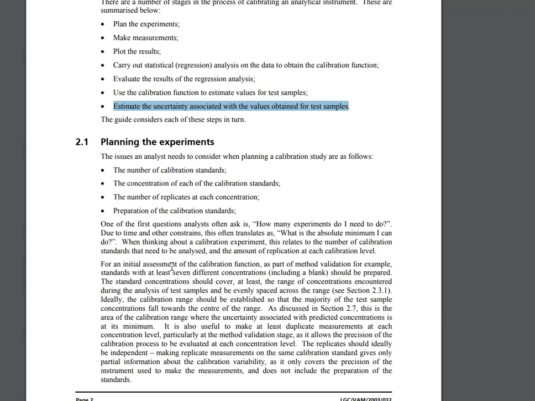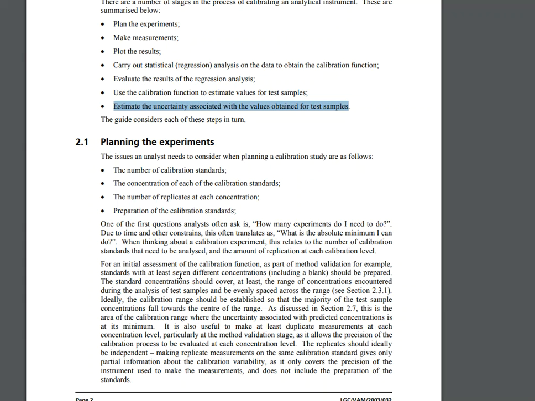So it says for an initial assessment of the calibration function as part of method validation, for example, standards with at least 7 different concentrations, which include a blank, should be prepared. So that means the blank is going to be 1, and then I've got 6 other standards that I have made in a laboratory. That's just basically what they are encouraging you as a laboratory to do.